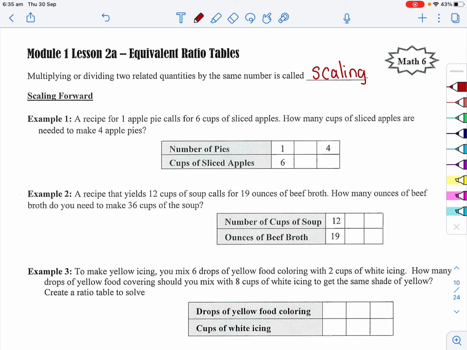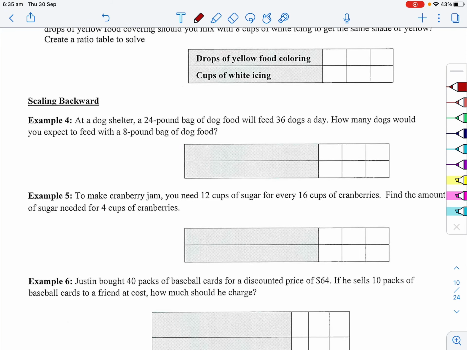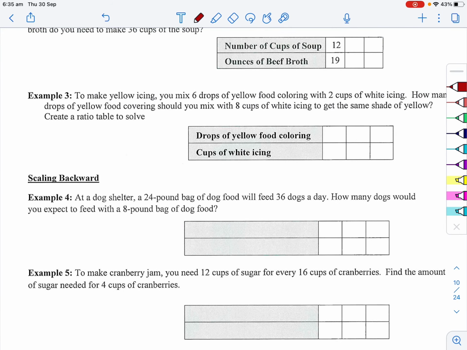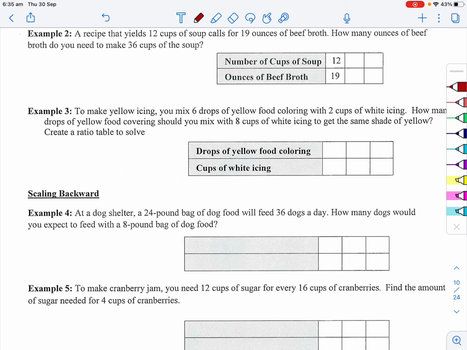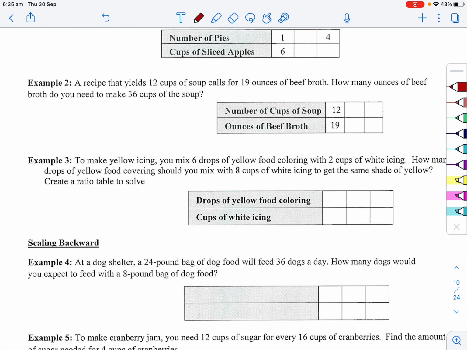So you can see in my examples, I've got some scaling forward examples and I've got some scaling backward examples. You can see that I kind of take some of the information away as we go. So I've got everything filled in the very first one, and then I take some information away, and then I take some more information away, and then I'm going to have you guys fill in the entire table.